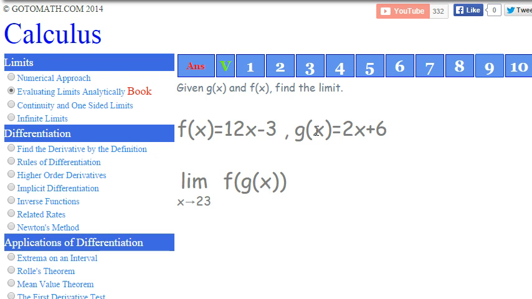Now, instead of finding the regular composite function and then doing the direct substitution where we plug 23 in, there's actually another way of working this, and we're going to discuss a theorem in calculus that covers this. So let's move over to the whiteboard here.